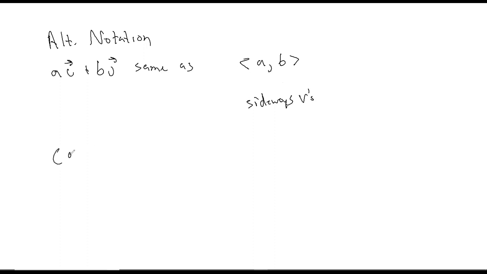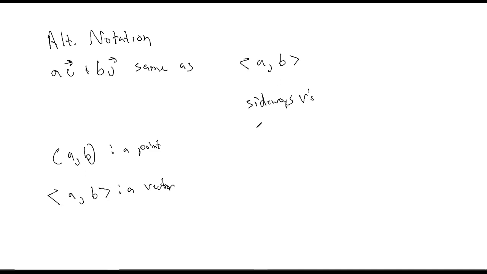So a comma b as a point is just going right a and up b, or left and down, or whatever it might be. But if I use this, that's a vector. So ai plus bj is literally the same thing as what looks like a coordinate a comma b, but with a less than and a greater than on the outsides of them.